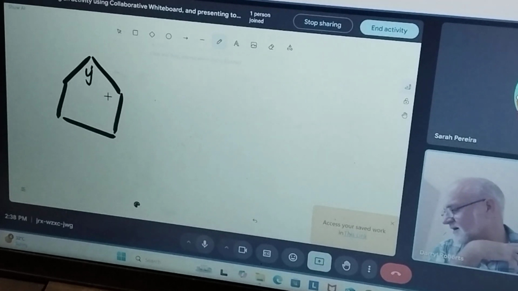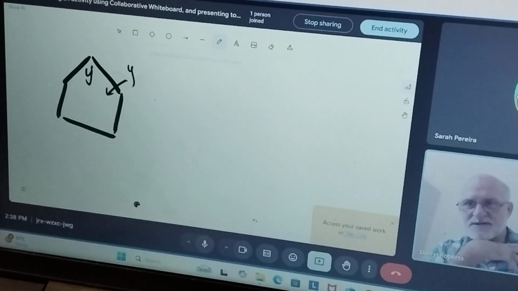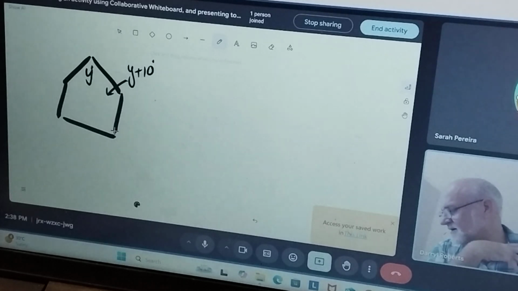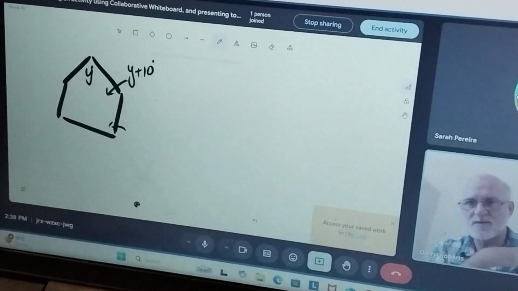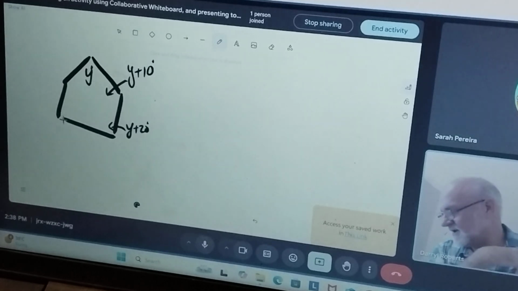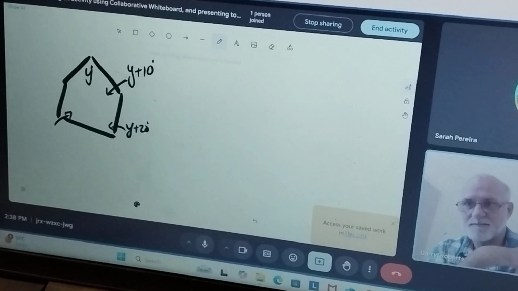They've said one of the angles is y plus 10, so I'm going to say this one here is y plus 10. They've said another angle is y plus 20. So it's definitely not a regular pentagon. This is like a weird pentagon. Then y plus 30, y plus 40. And they want to know what is the size of y.